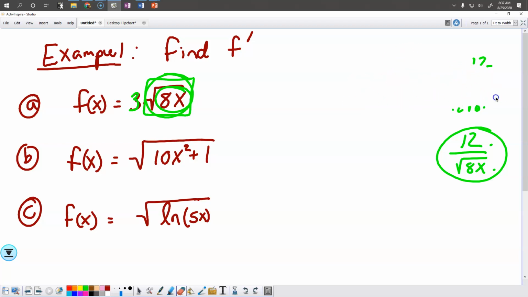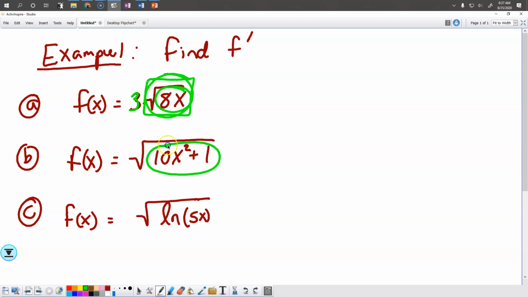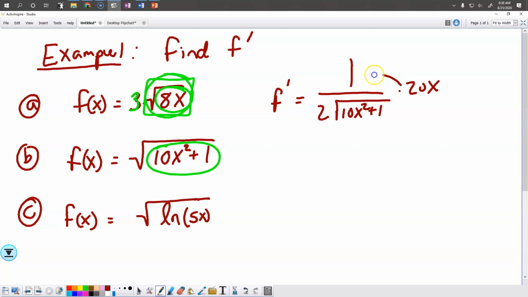Go ahead and take a look at part B. All right. So for part B, it's another chain rule, right? We have an inside function, which is the 10x squared plus 1, and then we have the outside function, which is the square root. So starting with the outside function, the derivative of the square root, we have a shortcut for that. It's 1 over 2 times the square root. But we're going to multiply that by the derivative of the inside. The derivative of the inside is 20x. So if we simplify this, we multiply the 20 to the top.